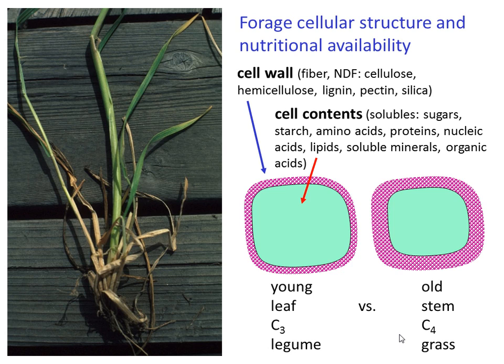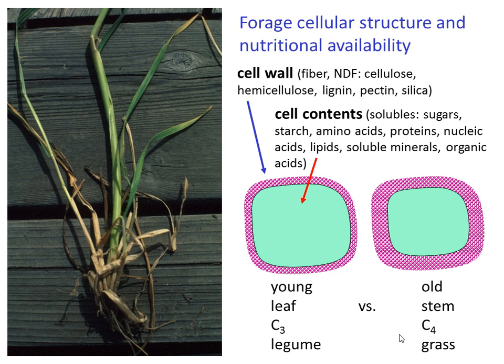So in this case, cell wall or NDF might be 40 or 50% of dry matter. In this case, it might be 20% of the dry matter, okay? The green stuff is cell contents, the highly digestible fraction that doesn't depend on maturity.